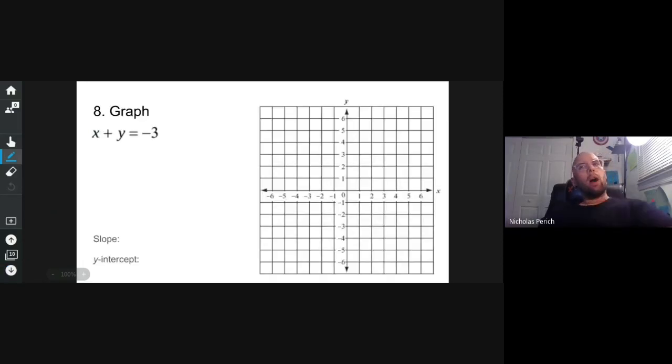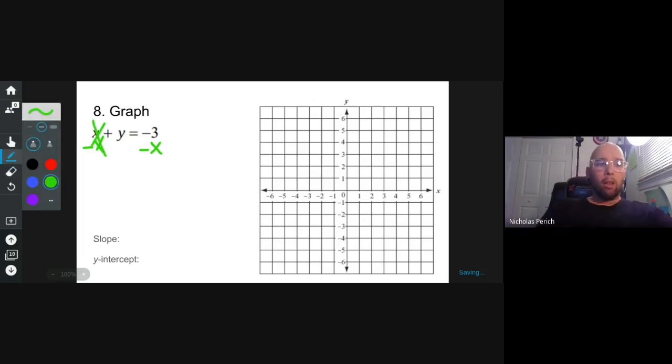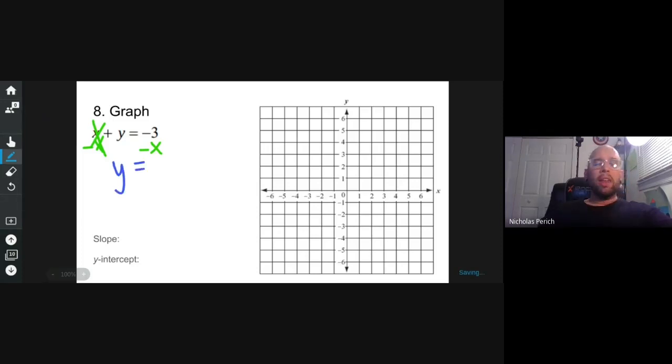Let's do it again. Is y all by itself? No. I have an x just floating around over here all by itself. Let's get rid of it. Subtract x from both sides, cross it out. Well, let's drop down the y.